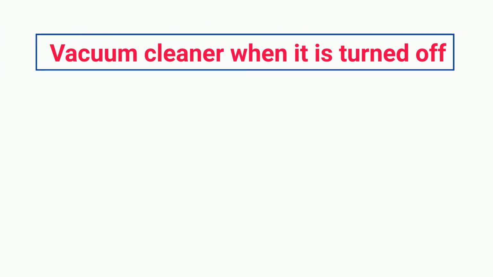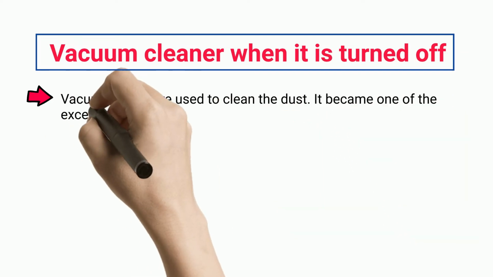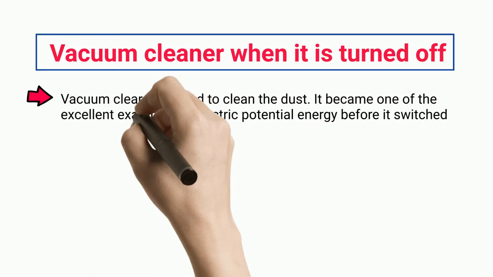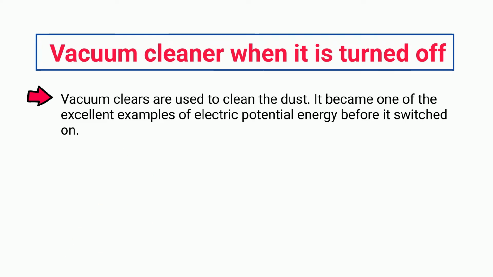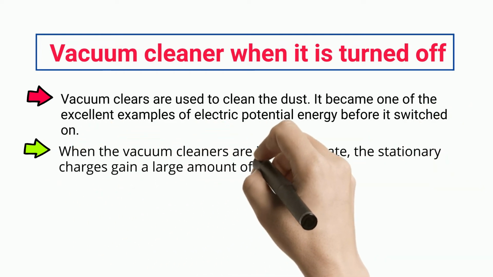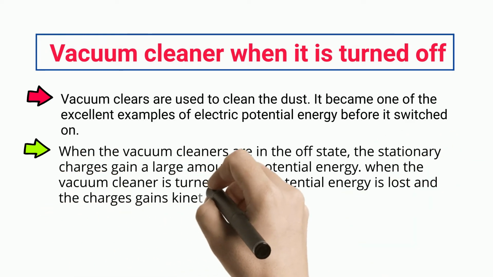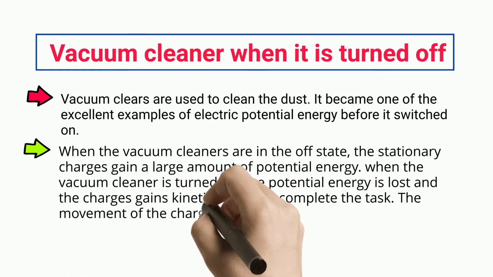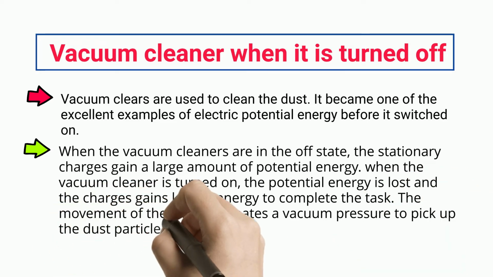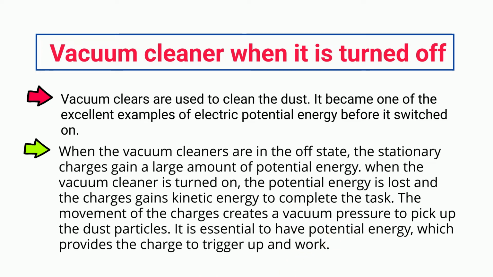Vacuum cleaner when it is turned off. Vacuum cleaners are used to clean dust. It is one of the excellent examples of electric potential energy before it is switched on. When the vacuum cleaner is in the off state, the stationary charges hold a large amount of potential energy. When the vacuum cleaner is turned on, the potential energy is lost and the charges gain kinetic energy to complete the task. The movement of the charges creates a vacuum pressure to pick up the dust particles. It is the potential energy that provides the charges the ability to trigger up and work.